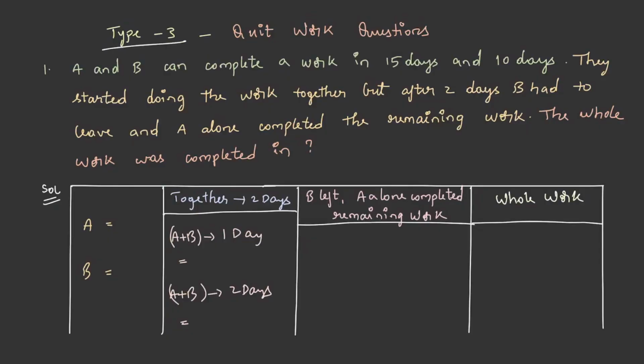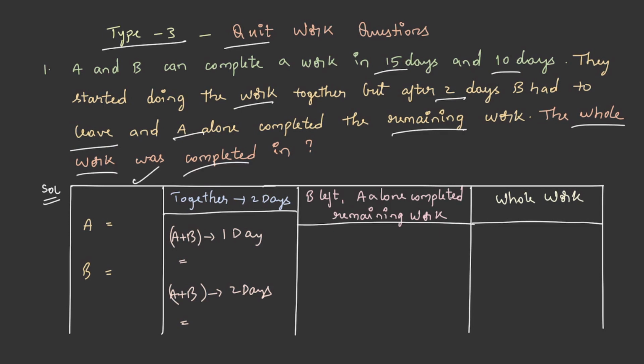What would happen if a person leaves or quits from a work after a certain period of time? Let's know these kind of questions. Type 3. Quitting from work questions. A and B can complete a work in 15 days and 10 days respectively. They started doing the work together, but after 2 days, B had to leave and A alone completed the remaining work. The whole work is completed in.